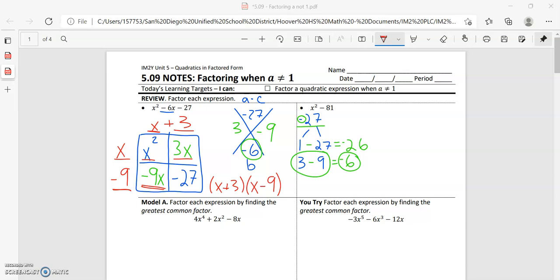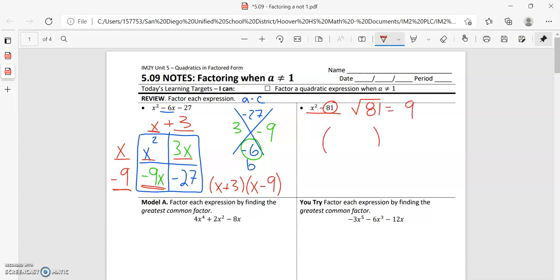Okay, let's do the review over here. Let me erase this work real quick. So if you remember from last week, whenever we have two terms, we're missing the middle term, the b term, it's quite simple. All we need to do is look at this number and square root 81, which equals 9. Then we create our two parentheses, x and 9, x and 9, and one is positive and one is negative. That's it. Remember we have two terms. See if you can square root this number.